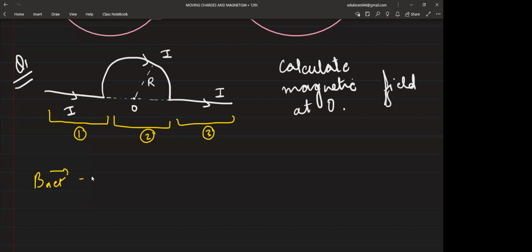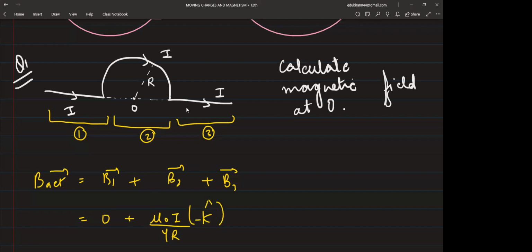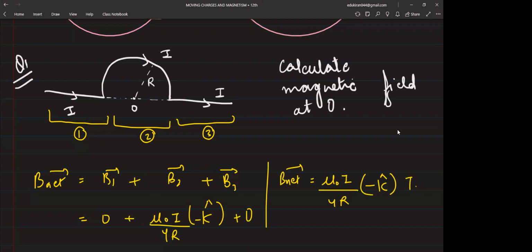So our net magnetic field will be B1 plus B2 plus B3. B1, this straight wire, is coming towards the center, 0 degree angle, so it will be 0. Plus this is a semicircle with radius R and current I, so mu naught I by 4R. Direction clockwise, so inwards, that is minus K cap. This is also on the axis, so 0. So what is our answer? Straight away, the net magnetic field is equal to mu naught I by 4R minus K cap Tesla. Write it. This is how we are going to answer in segments. Write it quickly. Text me done.